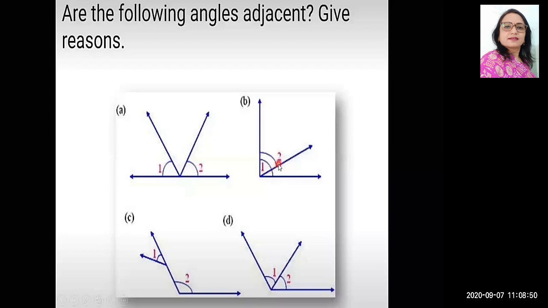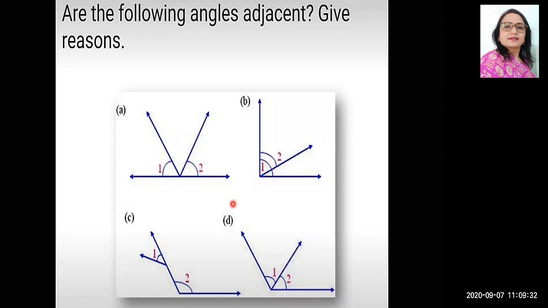See figure B. Angle 1 and angle 2. Okay. Who will answer? Arman? Hamid? Not adjacent angle. Why? Overlap है. Yes, because see this, angle 1 is overlapping on angle 2. So these are not adjacent angles.